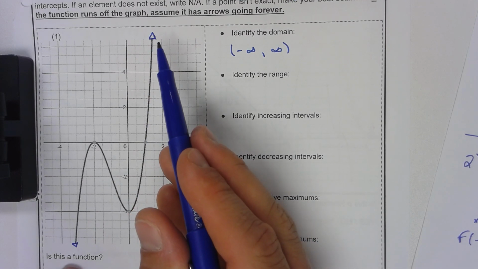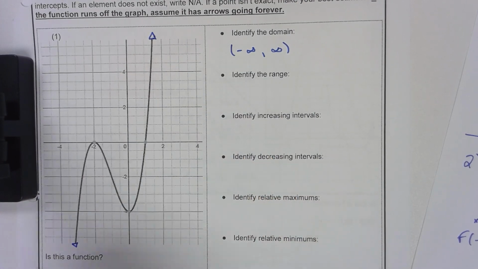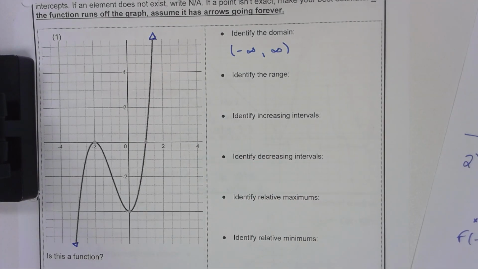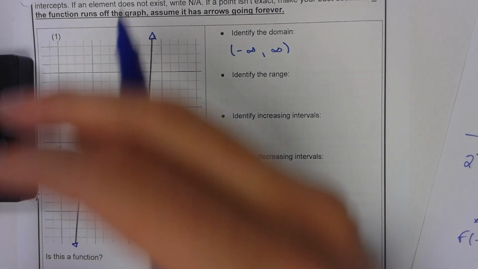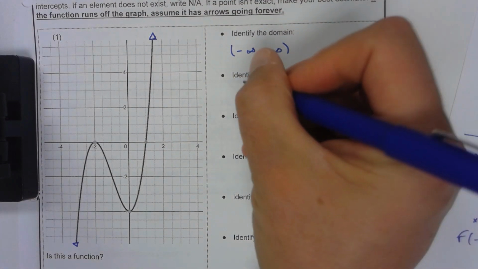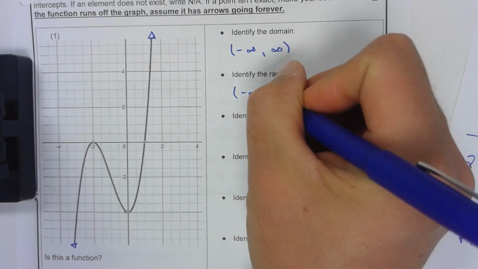These arrows are pointing left and right, so every single value is included in the domain, and the range idea is the same. Okay, it's pointing straight down, straight up, meaning the graph extends in both those directions, and so the range extends from negative to positive infinity.